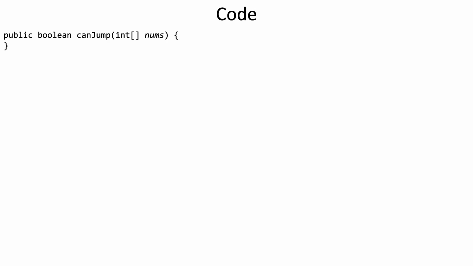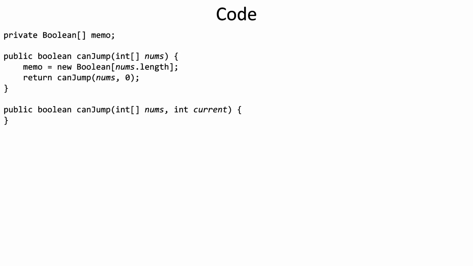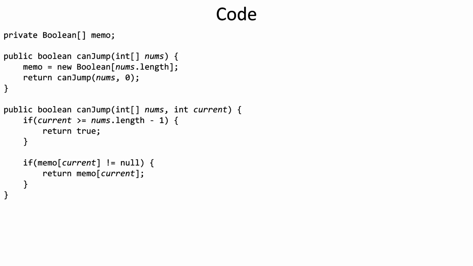Now let's look at the code. We have our driver method, and then we initialize a memo array which contains booleans. In our helper method, we keep track of our current index, and if the current index is at the end or past the end, we return true. If we have already calculated the value of this position, then we just return that.